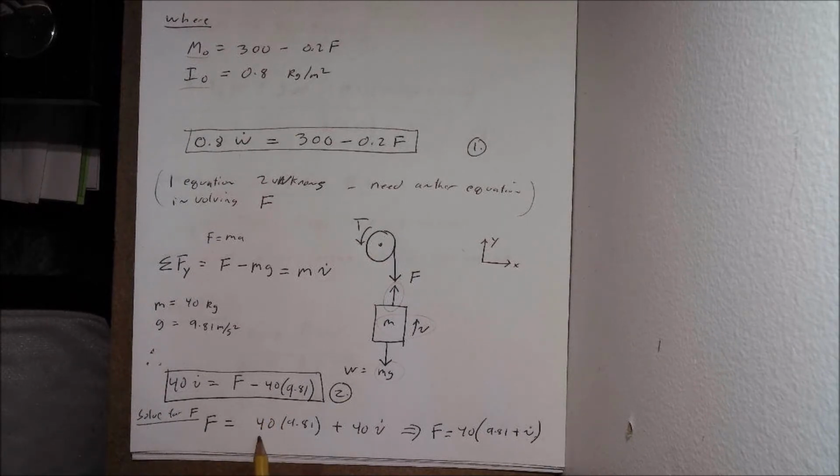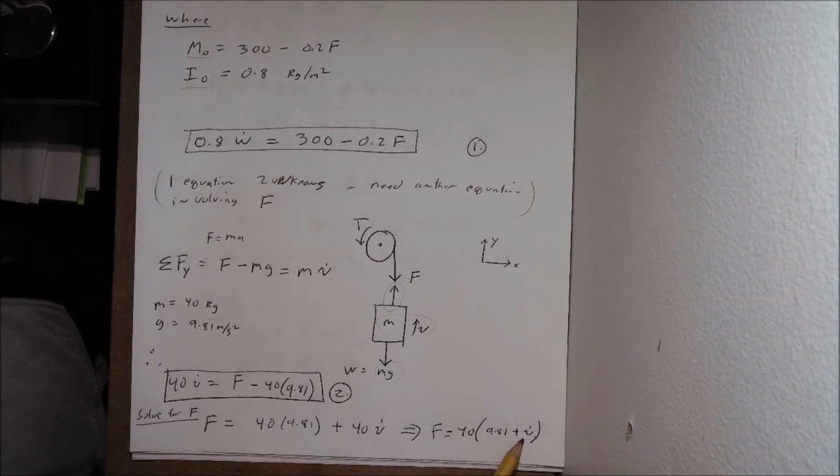So F is equal to 40 times 9.81 plus 40 times my v dot there. Simplify this down, pull out that 40 there, and I realize that my F is equal to 40 times 9.81 plus my v dot there. So now I do have an expression for F that I could plug back into equation 1.